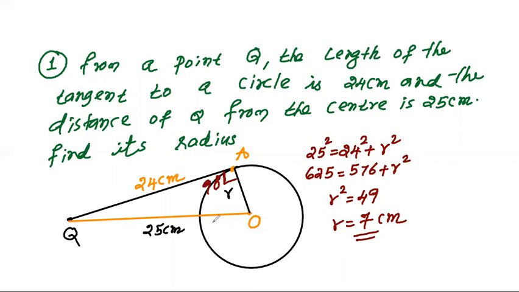So we use the concept that the angle between the tangent and the radius at its point of contact will be equal to 90 degree, and we identified that one as a right angled triangle. We applied Pythagoras theorem. I got the answer: the radius of this circle is equal to 7 centimeter.